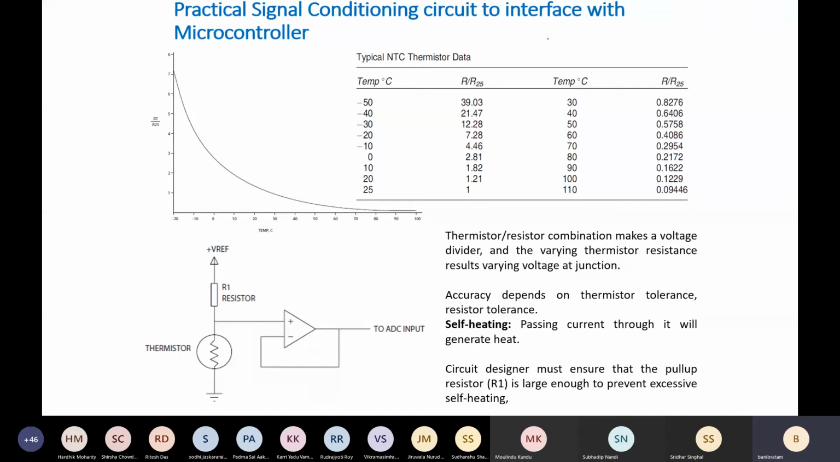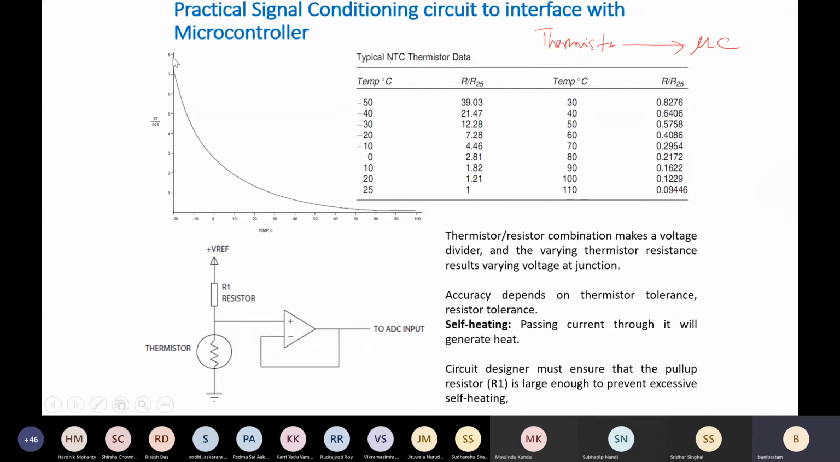That I want to interface a thermistor. I have a thermistor temperature sensor. I want to interface a thermistor with the microcontroller. Okay. So what are the practical considerations I need to take care of? Okay. So here is just to give you some representative idea. We are going to discuss this example.